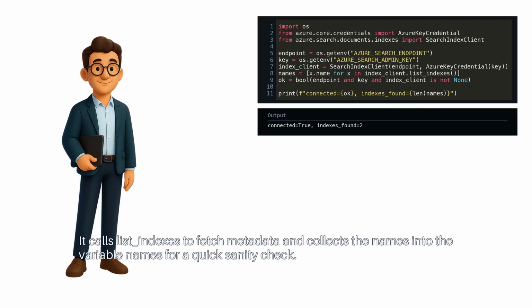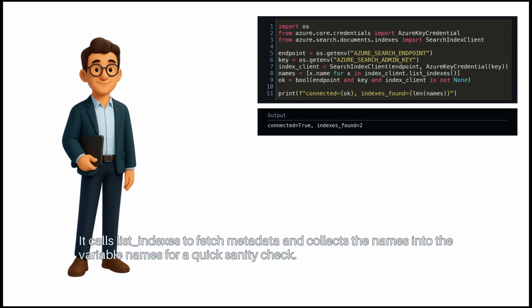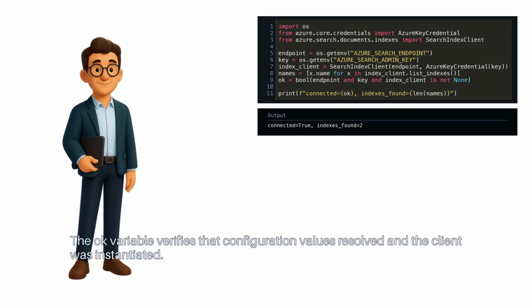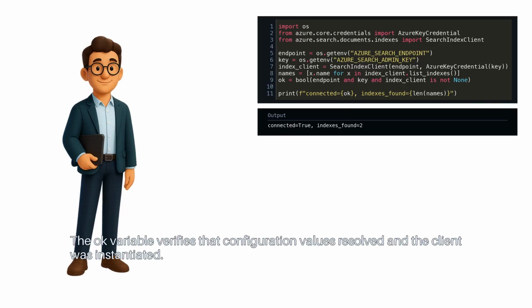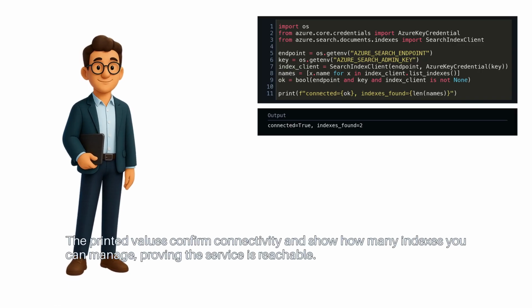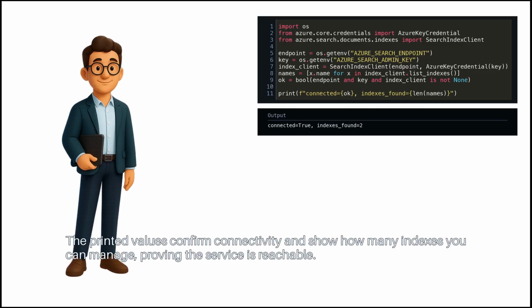It calls list indexes to fetch metadata and collects the names into the variable names for a quick sanity check. The OK variable verifies that configuration values resolved and the client was instantiated. The printed values confirm connectivity and show how many indexes you can manage, proving the service is reachable.